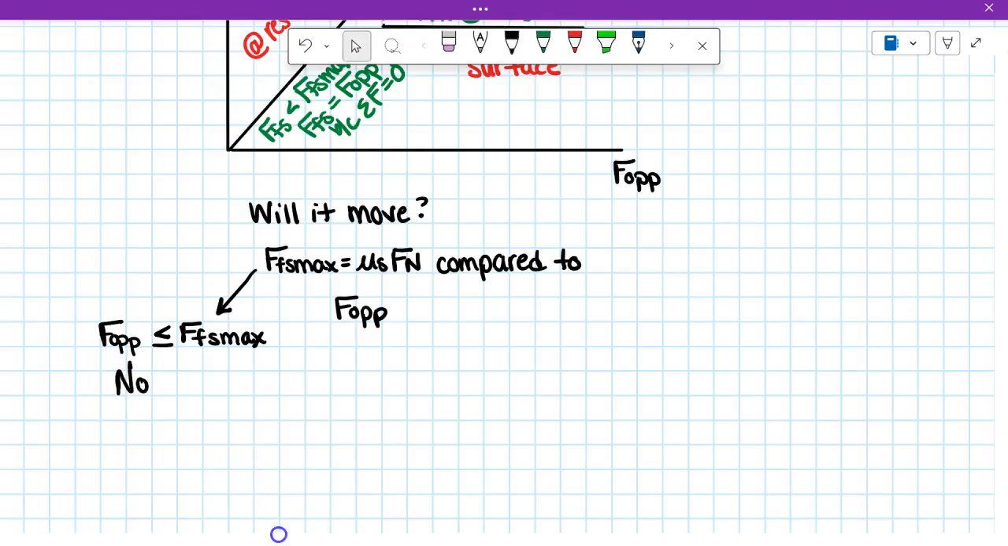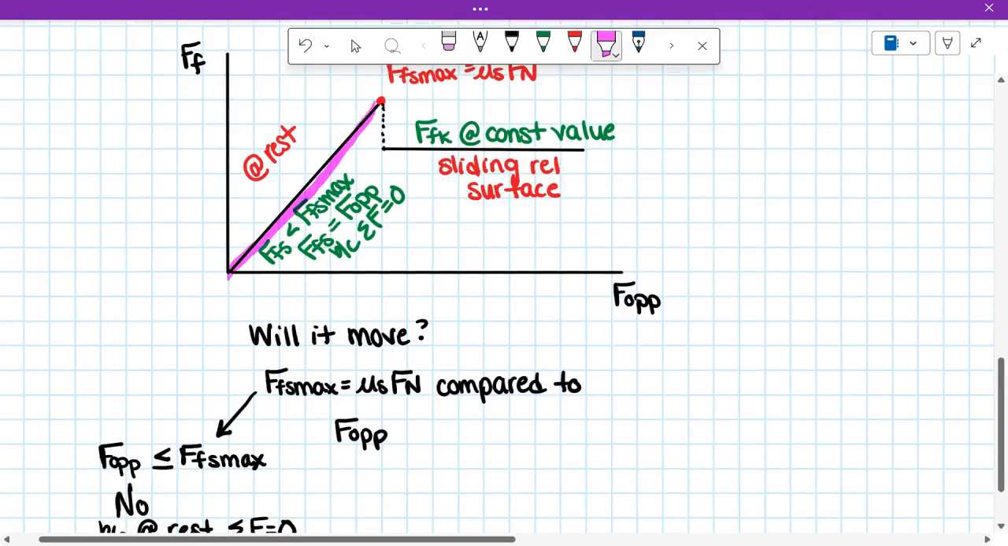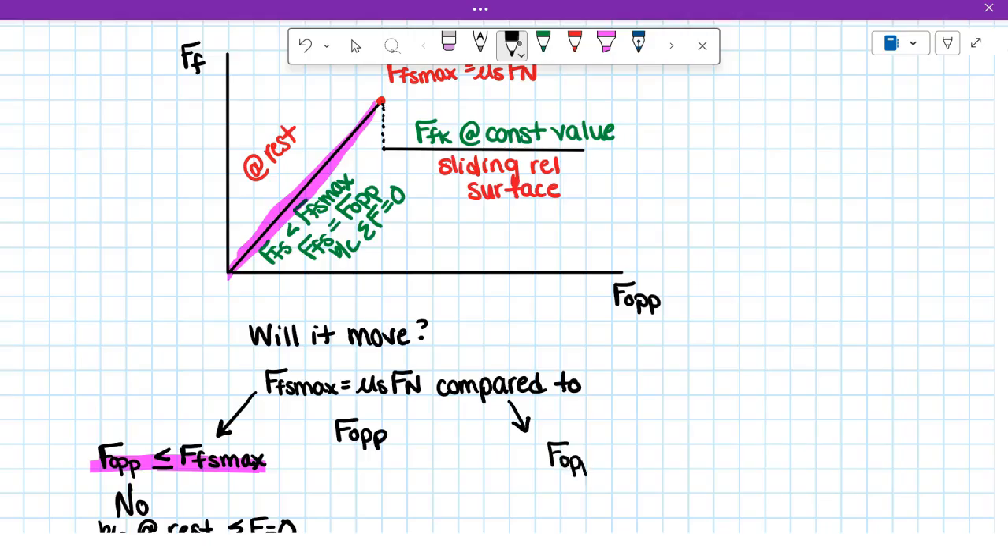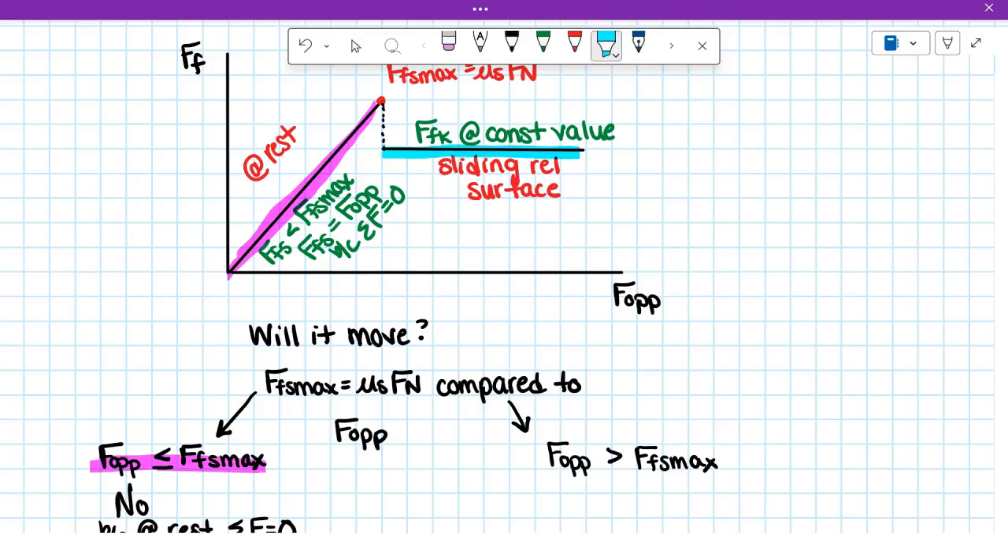Right? And at that point, because we are at rest, we know the net force has to be 0, so our force of static friction will equal whatever that opposing force or forces is. So that's when we're in this section of the graph. As soon as the opposing force is greater than that maximum static friction force, we now transition to this part of the graph. Right here.